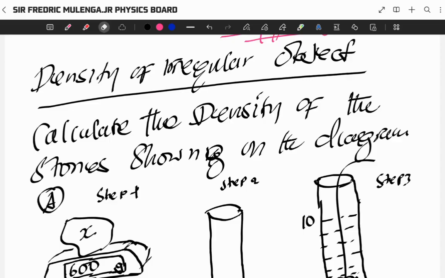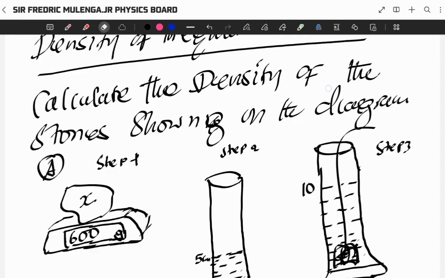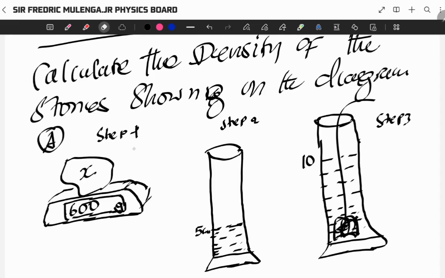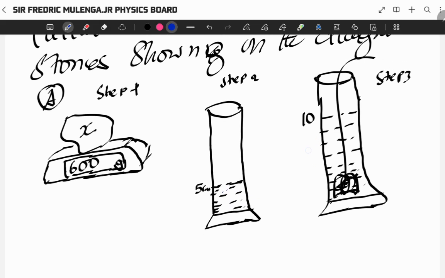So we have a question: calculate the density of the stone shown in the diagram. We have a stone placed on the electronic balance and it is reading 600 grams. So what is missing for this object is the volume. We'll get a measuring cylinder as the second step. Pour water in it like we have on the diagram. When you pour water in it, you measure the volume of this water. So this will be volume 1. Volume 1 of this water is just 5 centimeter cubic.